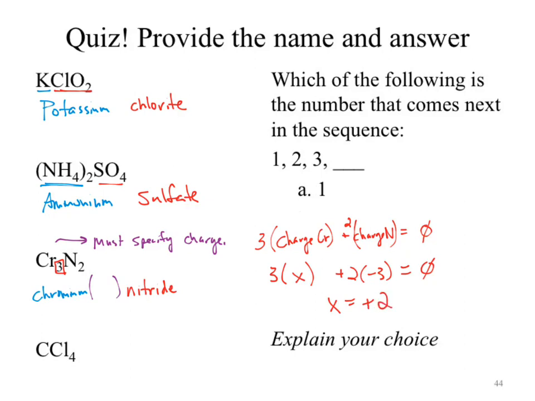What did we say x was? Don't tell me plus 2. The charge on chromium. Where do we specify the charge on chromium? In the Roman numerals for our formula.